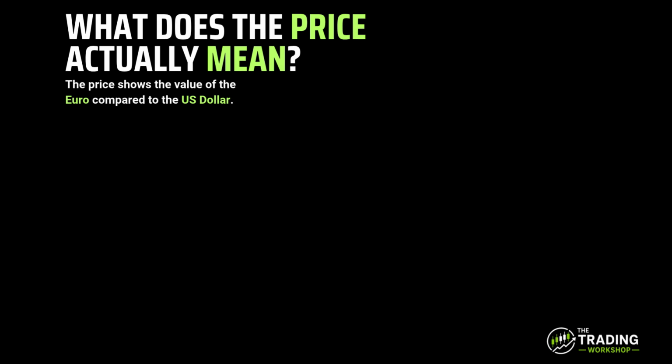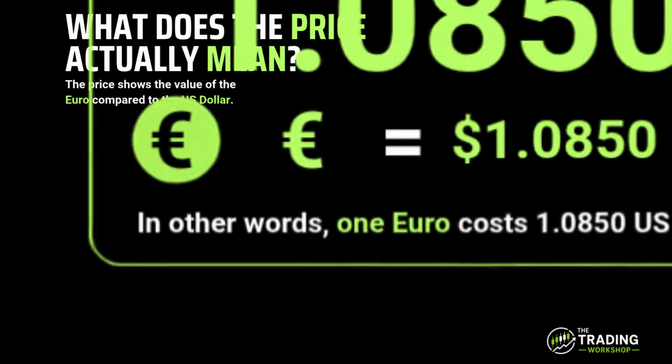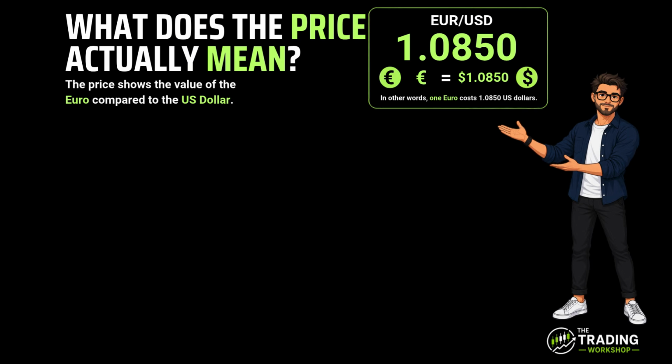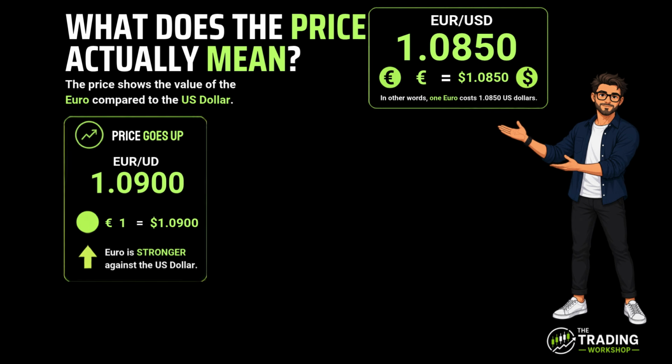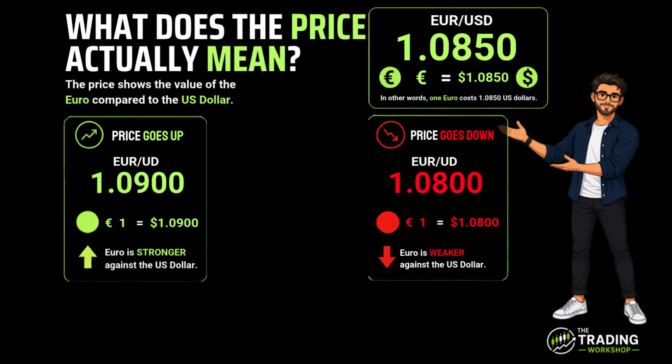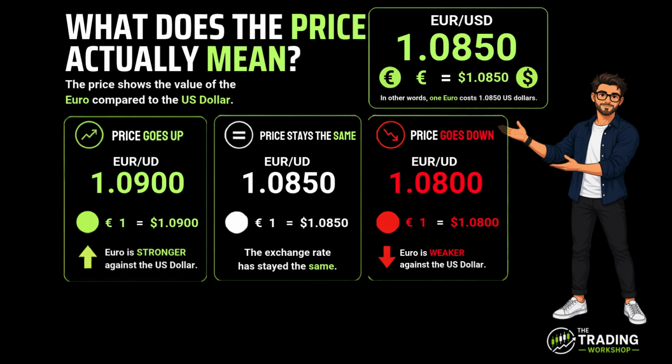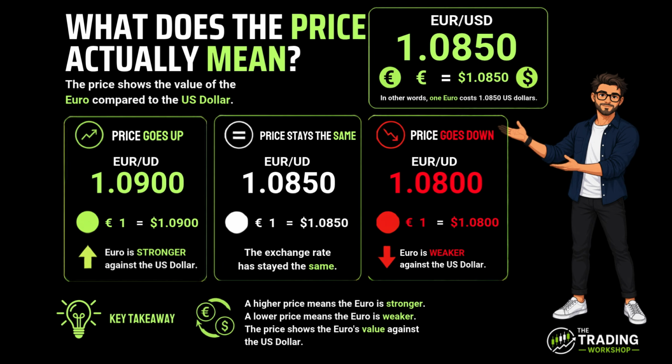Now let's look at what the price actually means. If EUR/USD is at 1.0850, 1 euro costs 1.0850 US dollars. If the price rises to 1.0900, the euro has strengthened against the US dollar. If it falls to 1.0800, the euro has weakened. And if the price stays at 1.0850, the exchange rate hasn't changed. So, simply put, a higher EUR/USD means a stronger euro, while a lower EUR/USD means a weaker euro.